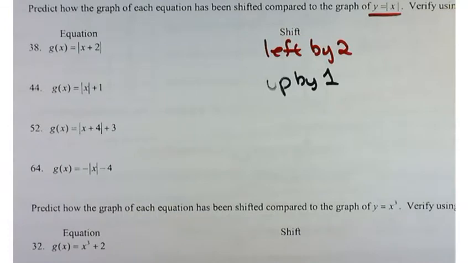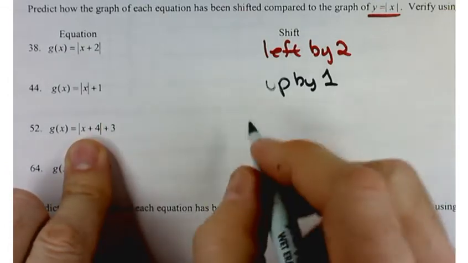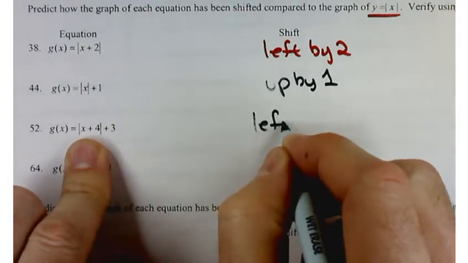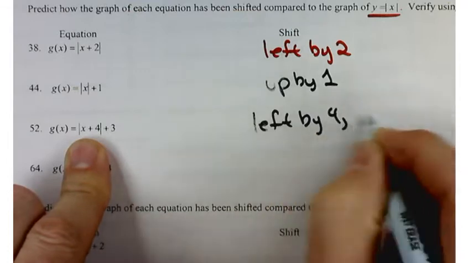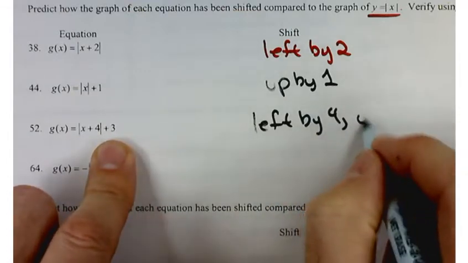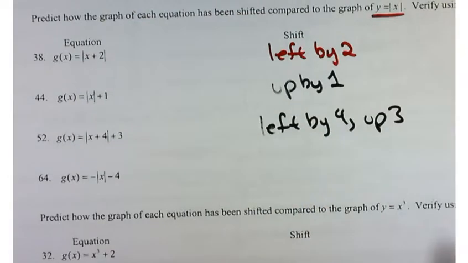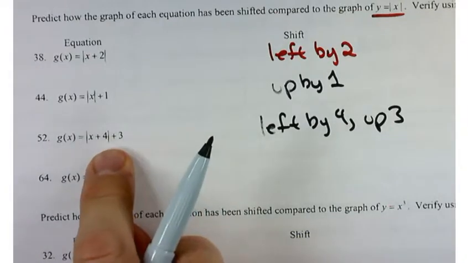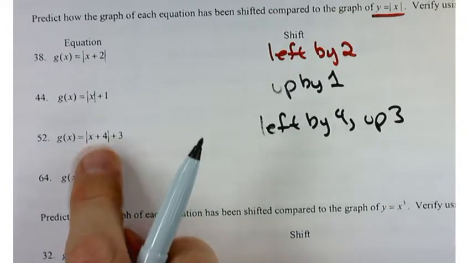Kind of a double shift going on with this next one. So first would be left 4. Left by 4. And then what? Up by 3. So, no, you're not going to get practice problems like this on Newton.